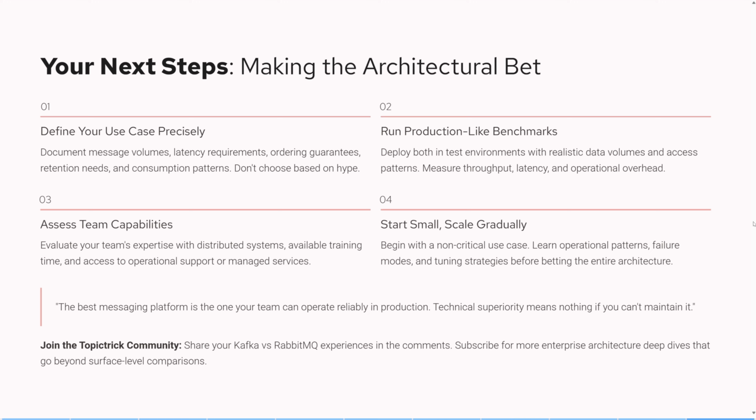The best messaging platform is not the one that looks best on paper. It's the one your team can operate reliably in production.